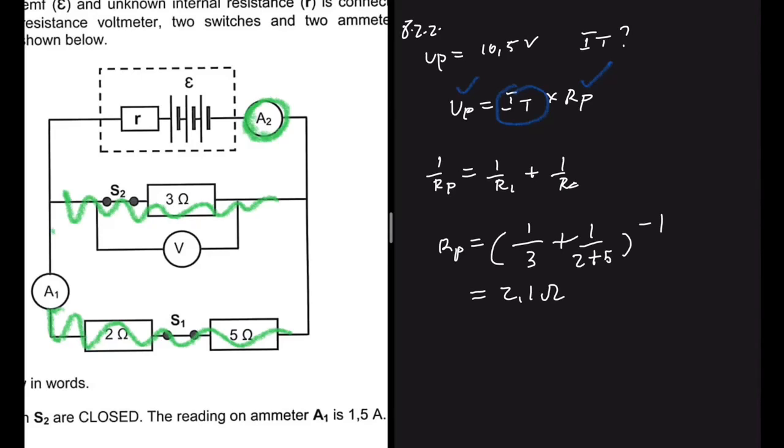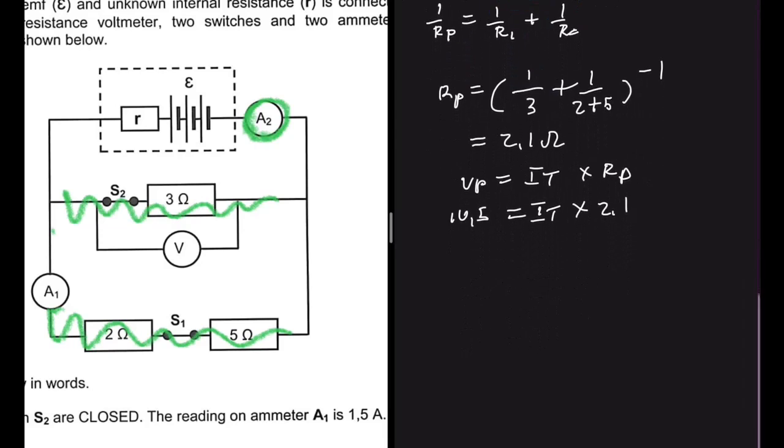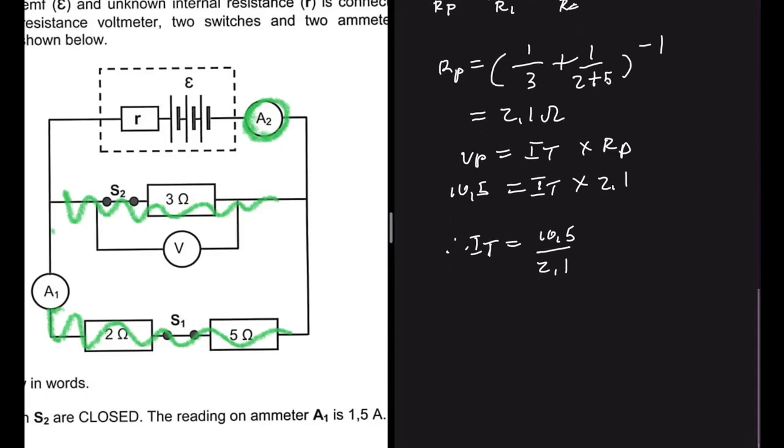We can then say that VP is equal to IT multiplied by RP. So VP is 10.5, and IT is what we're looking for. But what is RP? RP is 2.1. It's easy to see now that IT will be equal to 10.5 divided by 2.1, which is equal to 5 amperes. Right, so the value of IT is 5 amperes.